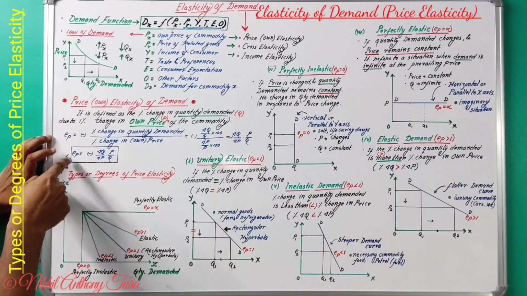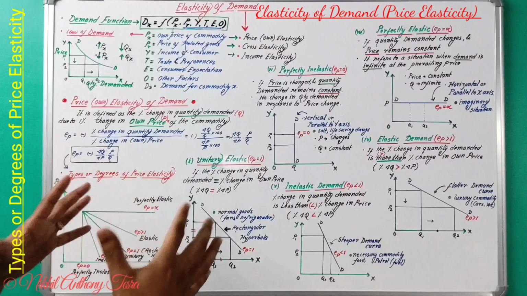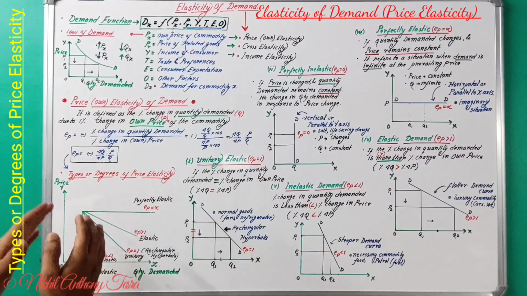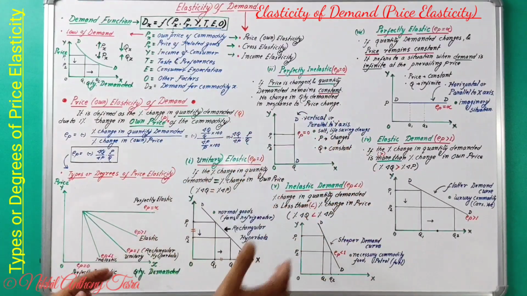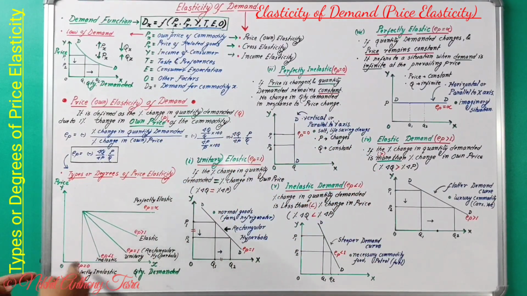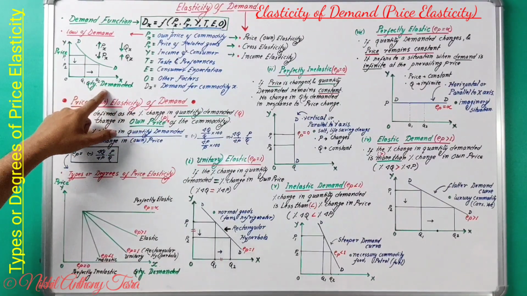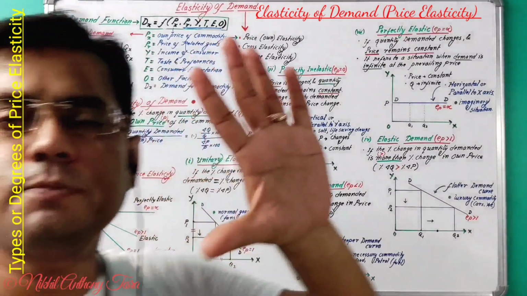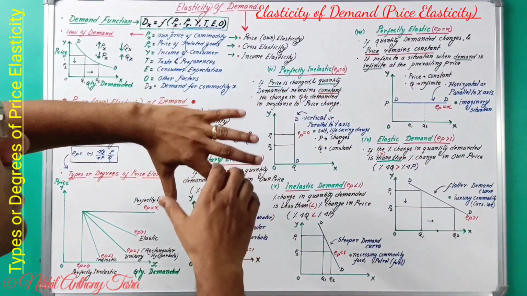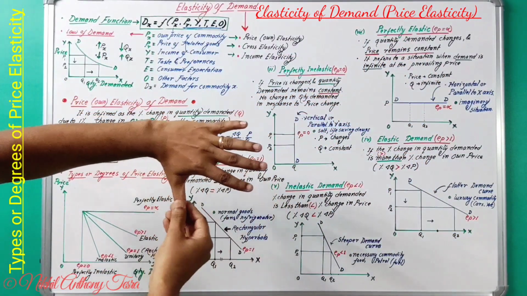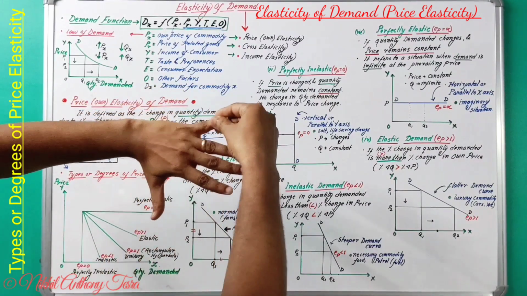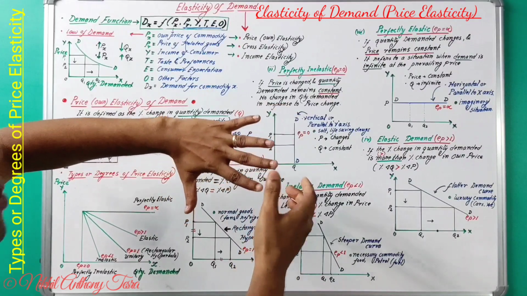Depending upon the value of this EP, that is the value of this coefficient, we have 5 types or 5 degrees of price elasticity. Before starting these 5 elasticities, let me explain in this way. Now we know this is the x-axis and this is the y-axis. In the x-axis we are showing quantity demanded, in the y-axis we are showing price. Now this is my left hand and the 5 fingers as well. Suppose I am making this one parallel to the y-axis and this one parallel to the x-axis. So there are 5 fingers.